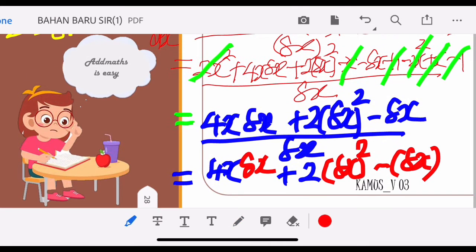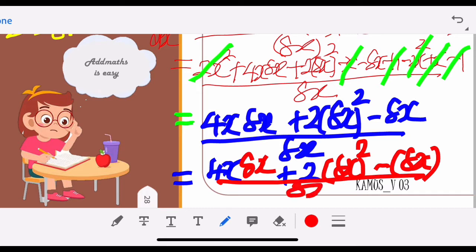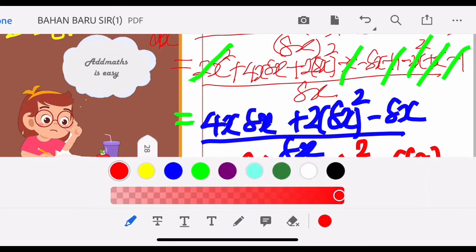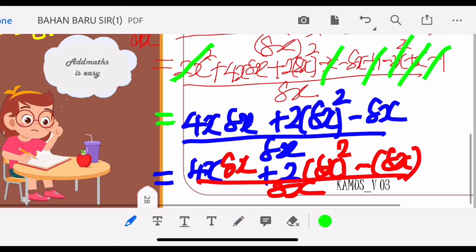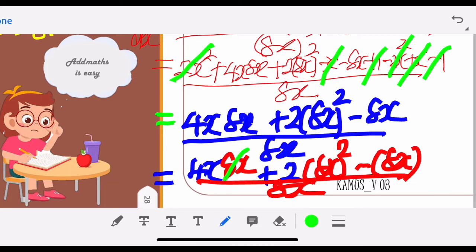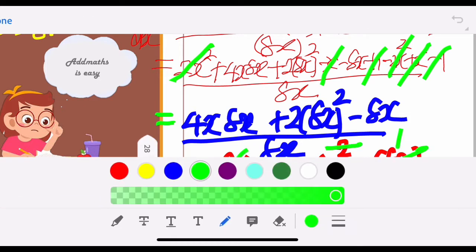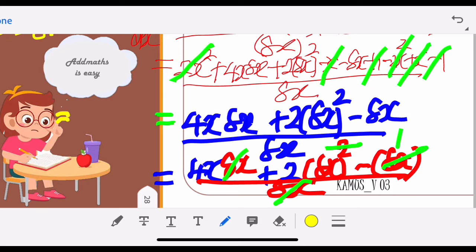Now I'm going to divide by delta x. Actually you have to divide one by one. If you divide one by one, you can cancel out this thing like this. This one cancels, this one cancels leaving one. So finally you will get the answer. Let me write here. You get 4x, then 2 delta x, minus 1.